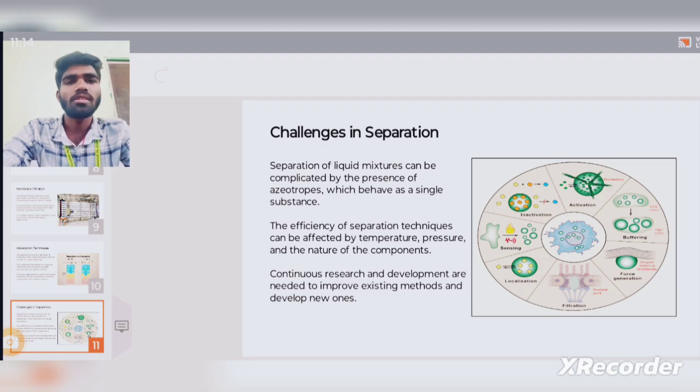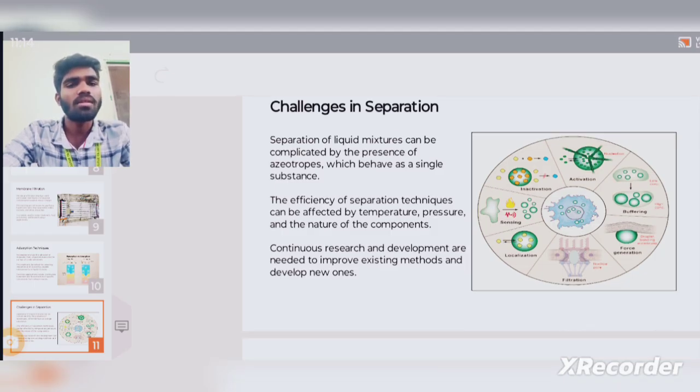Challenges in separation. Many challenges are faced in the separation of liquid mixtures. Separation of liquid mixtures can be complicated by the presence of azeotropes, which behave as a single substance. The efficiency of separation techniques can be affected by temperature, pressure and the nature of the components. Continuous research and development are needed to improve existing methods and develop new ones. Now we can clearly see azeotropes in the figure.